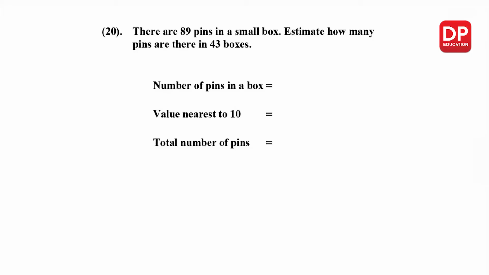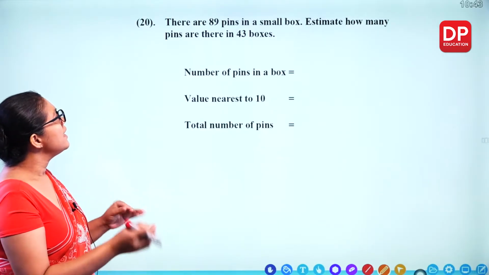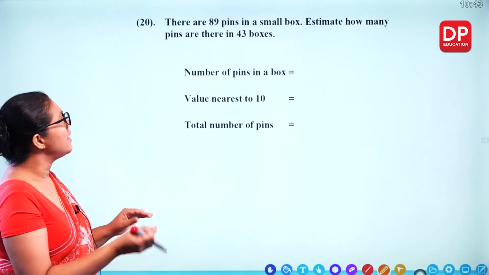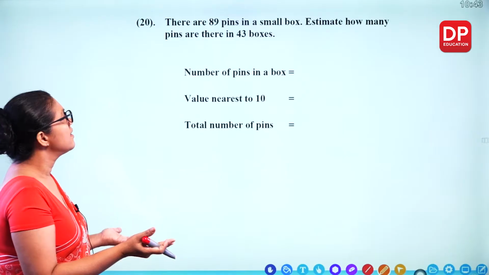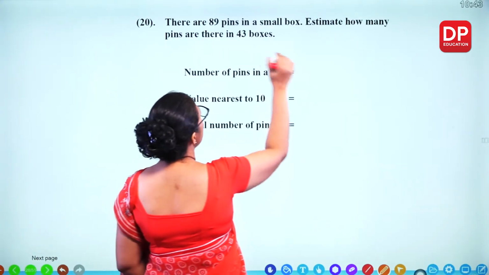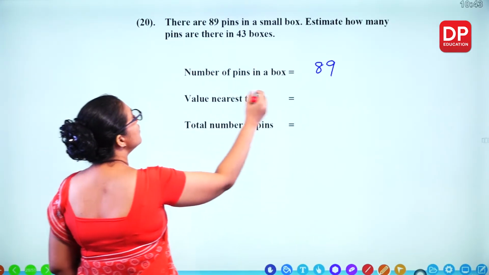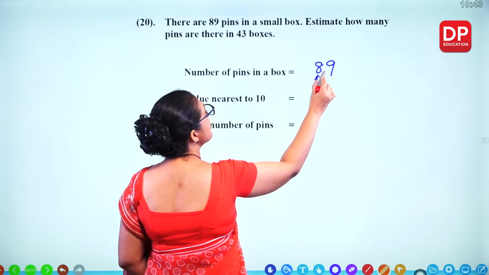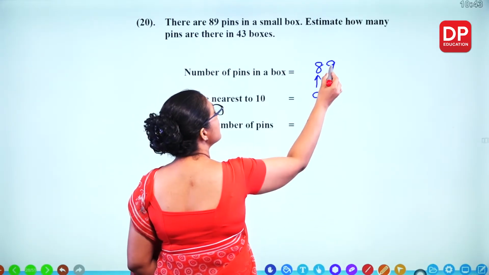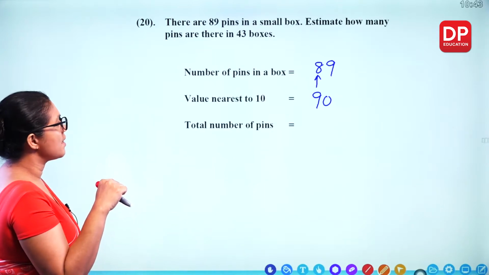There are 89 pins in a small box. Estimate how many pins there are in 43 boxes. Sometimes it differs: 89, 90, 88. So what's the number of pins in a box? 89. What's the rounded value to the nearest 10? That's 90, because 9 is more than 5. You need to add 1 to the previous number.